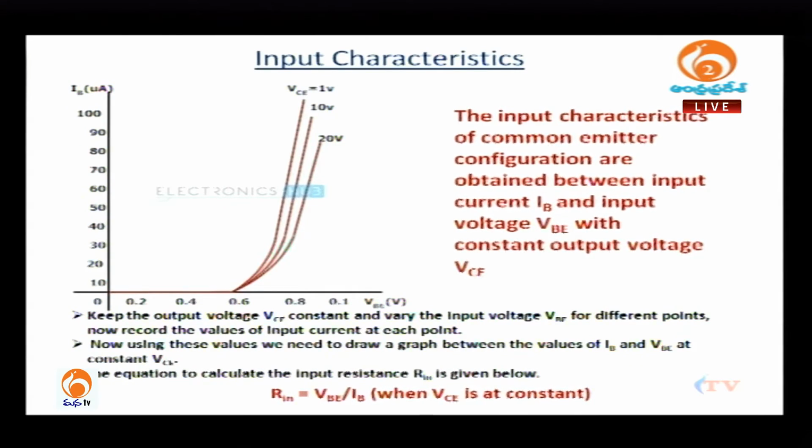Now, finally, we have VC equal to 20 volts. After fixing VC equal to 20 volts, again vary VB and plot IB values, then we will get another curve which is exactly the PN junction forward bias.